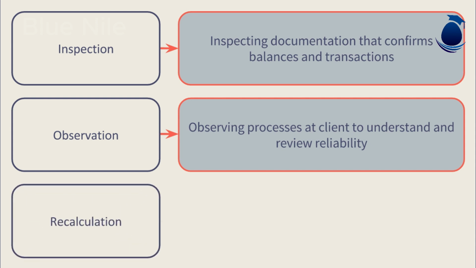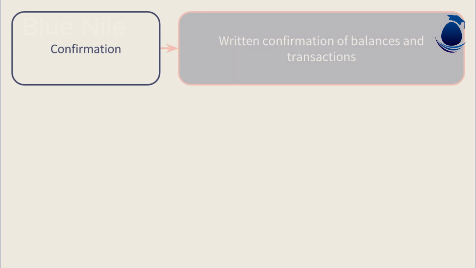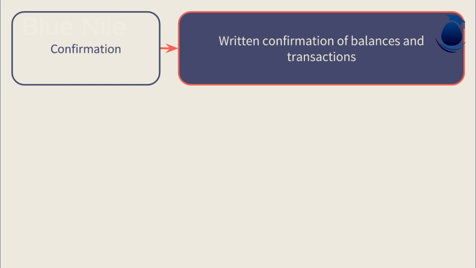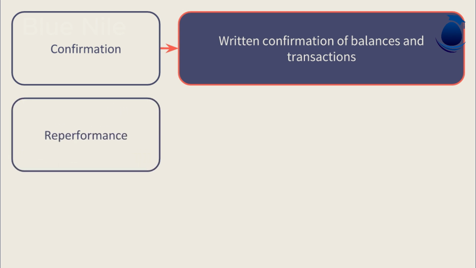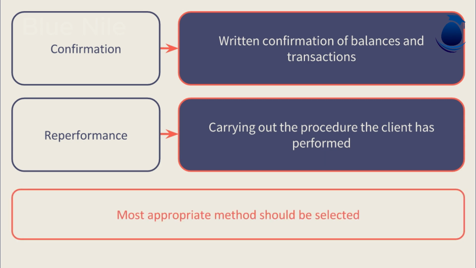Recalculation: recalculating transactions and balances for accuracy. Confirmation: written confirmation of balances and transactions in the financial statements. And re-performance: the auditor carrying out a procedure the client has performed to see if they did it right. Each method can be used to design audit procedures, and the most appropriate method should be selected. The next area of gathering evidence is choosing the transactions which should be tested.